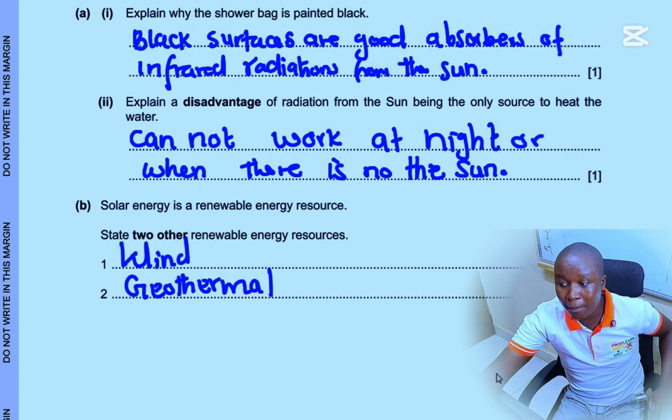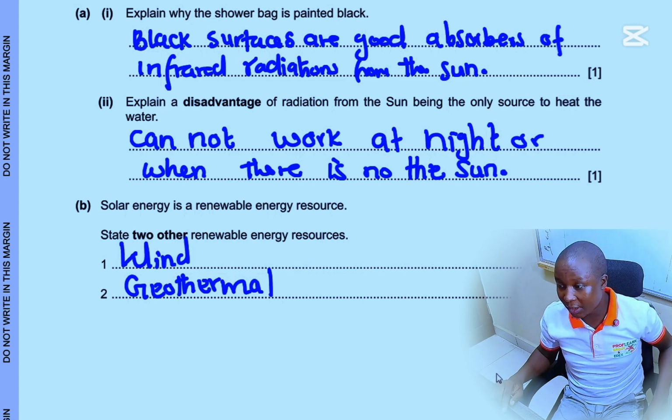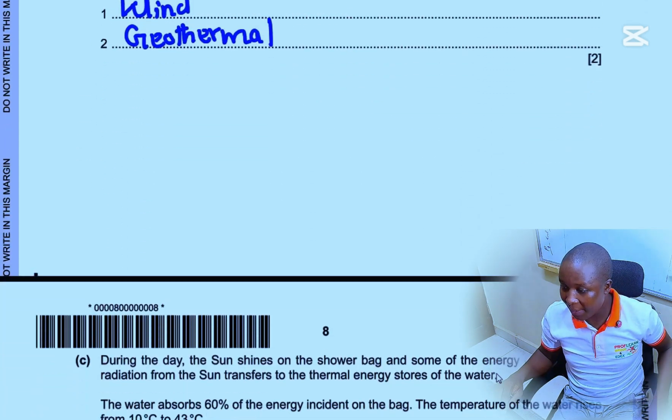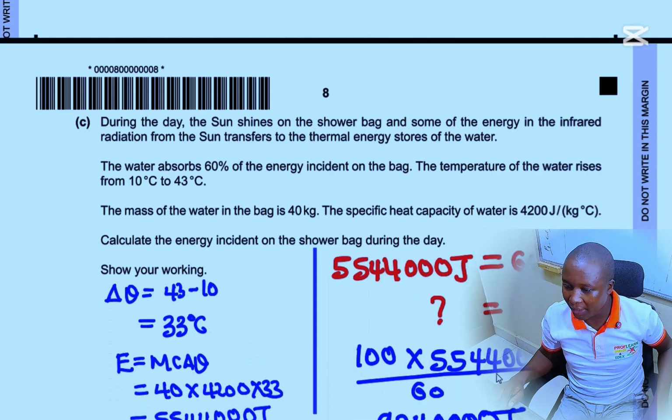Solar energy is a renewable energy resource. Which are the other examples? We have wind, geothermal, tides, and many others. So check on that as you are revising.